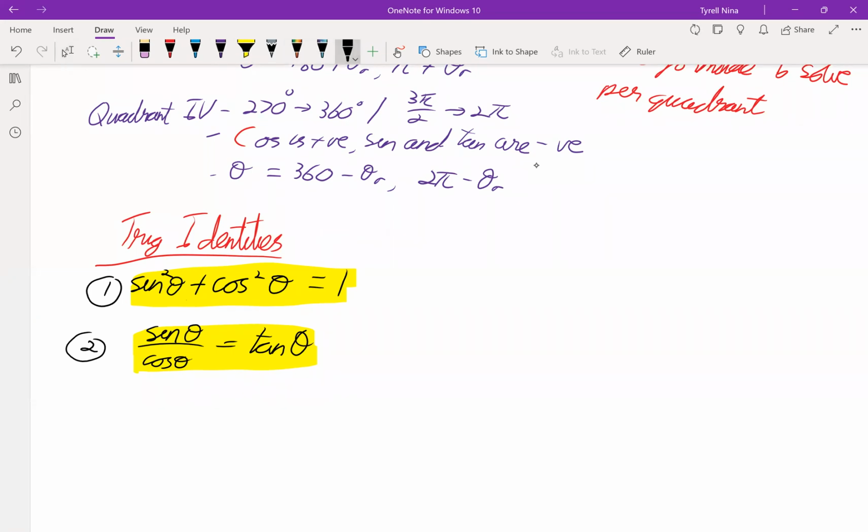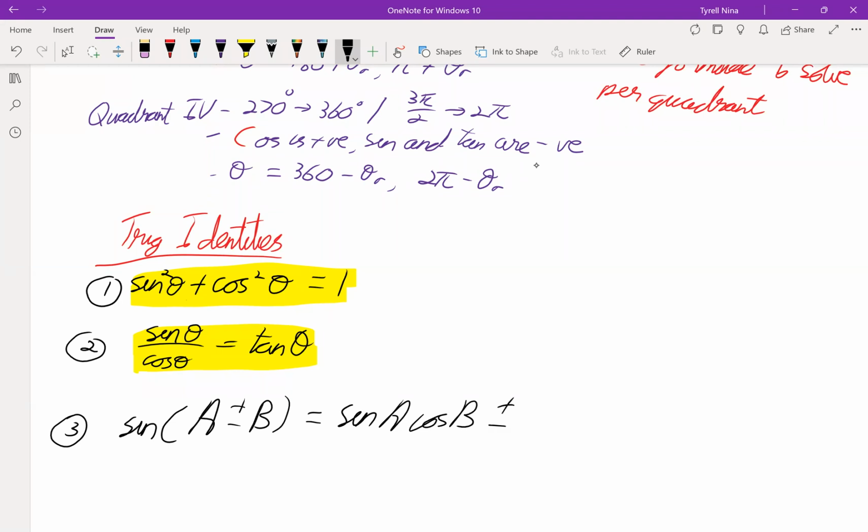3, sine of A plus or minus B is sine A cos B plus or minus cos A sine B. Right, they give you it. So the reason why I write it like this is because this is how they give you it in the exam.